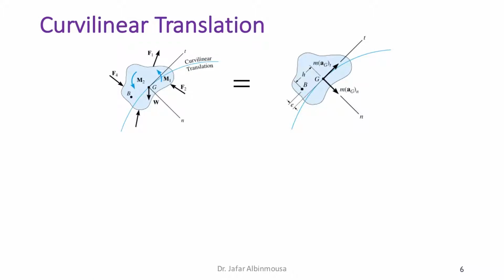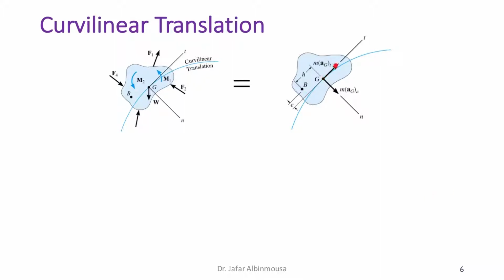Now let's consider curvilinear translation. So again, we have a rigid body. This rigid body is under the effect of many forces and different moments, but it ended up moving in a translation over a curved line. So translation means there is no rotation, and as we know, the translation over a curvilinear path will generate a normal acceleration component and a tangential acceleration component.